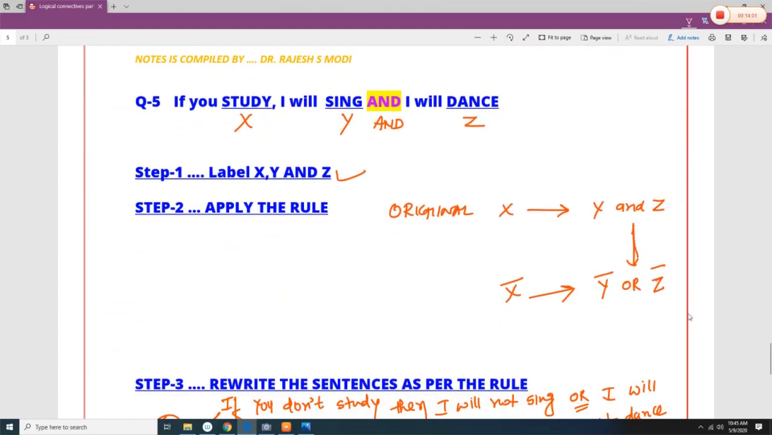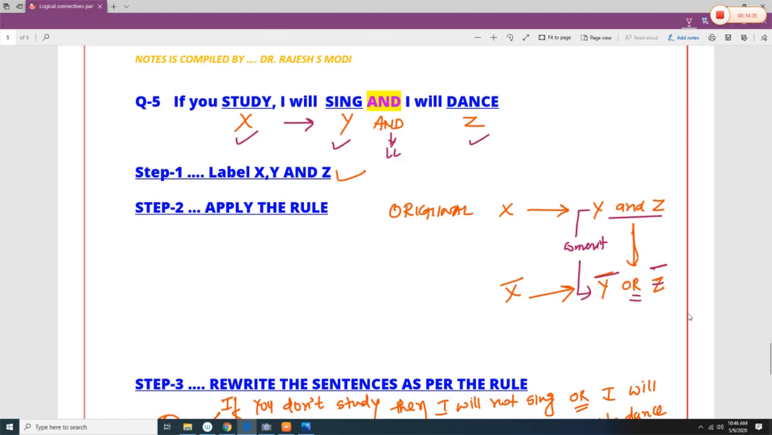Next, if you study, I will sing and I will dance. So study is X, sing means Y, AND is the logical connector, and Z means the third part. Apply the rule. Original is X, Y and Z. Now Y and Z you have to convert into OR, and when converting, instead of Y you put Y bar and instead of Z you put Z bar.